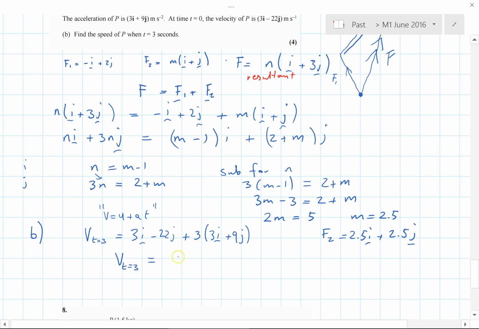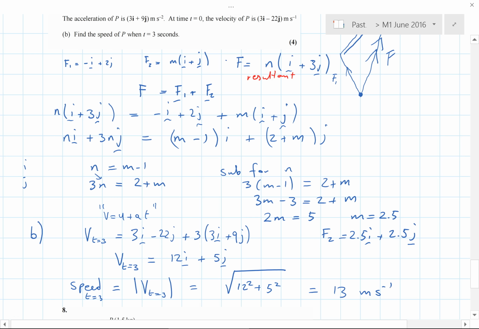Putting that together, that's 3 plus 9, so that's 12i, and minus 22 plus 27, so that's plus 5j. But we want the speed, and the speed is the magnitude of the velocity. So the speed when t equals 3 is equal to the magnitude of the velocity when t equals 3, which is just using Pythagoras on those, and it's a 5, 12, 13 triangle, so the answer is 13 meters per second. Okay, much easier than the first part, I think.